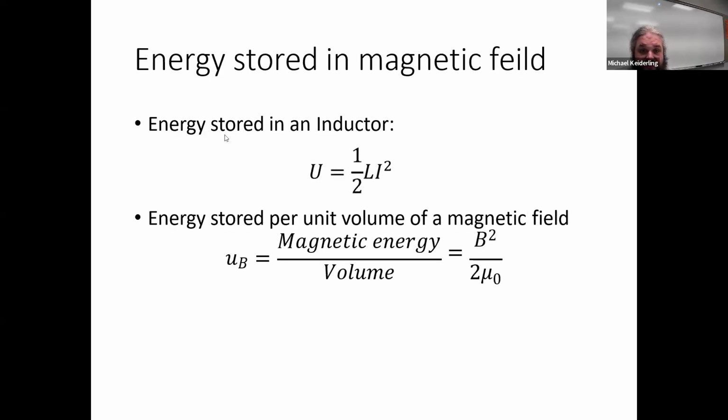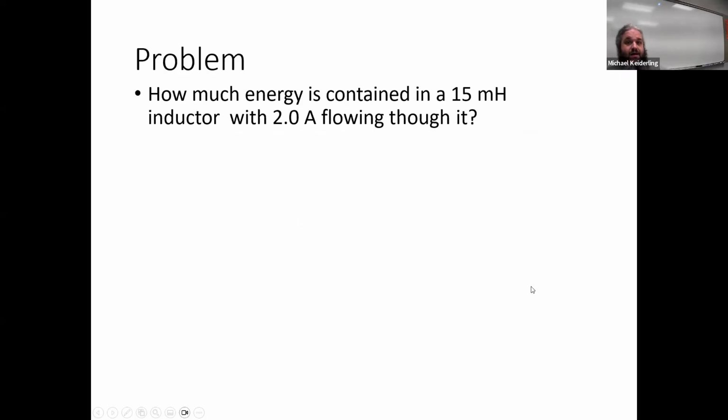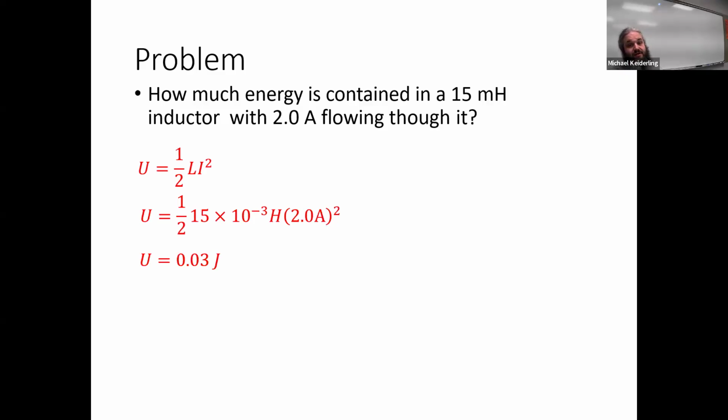The energy stored in an inductor is 1/2 the inductance times the current squared, and the energy stored per unit volume of a magnetic field ends up being magnetic field squared over 2 mu naught. So how much energy is contained in a 15 millihenry inductor with 2 amps flowing through it? Well, the energy is 1/2 inductance times current squared. That's 1/2 times 15 times 10 to the minus 3 henry times 2 amps squared. That is 0.03 joules.